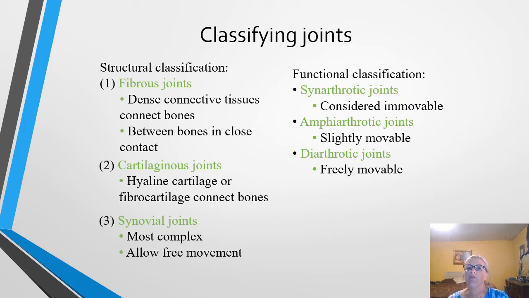And so then we have functional classification, which basically just describes how much they can move, okay? So synarthrotic joints are considered to be immovable, and so we wouldn't typically think of these as joints, but they are classified as joints. We have amphi, like ambidextrous, means both, and so these are slightly movable. And then we have diarthrotic joints, which are freely movable, and those are typically the ones we think of when we think of the word joint.